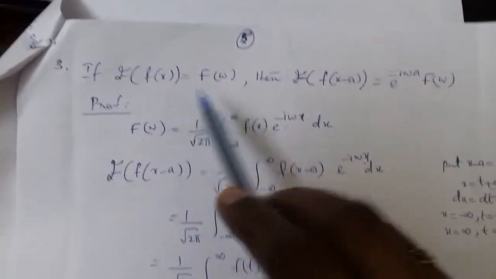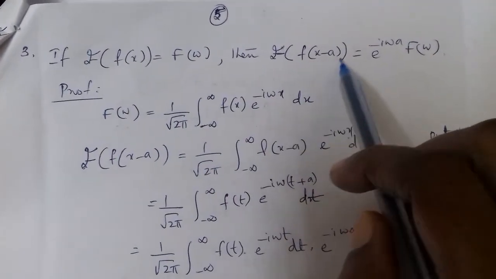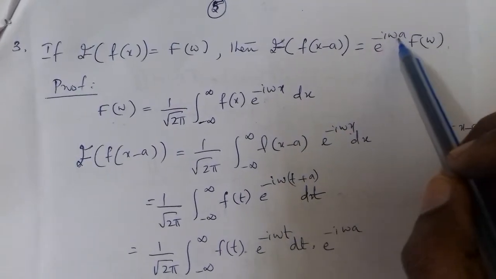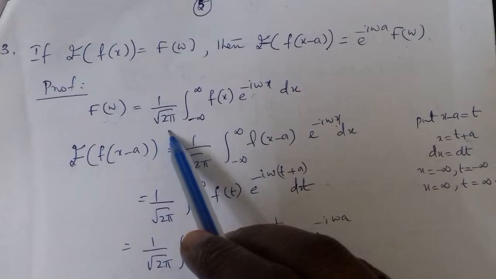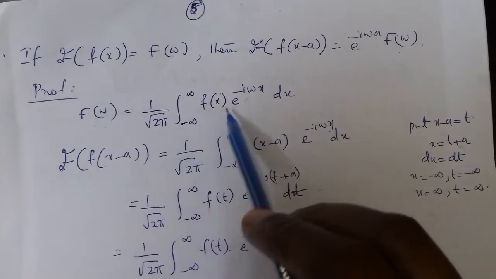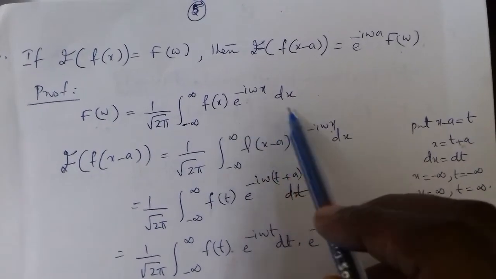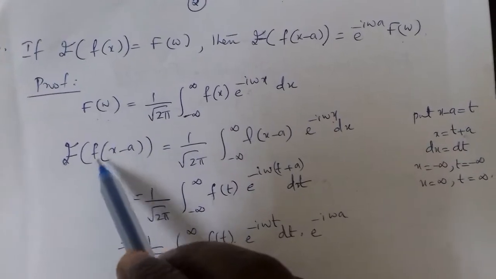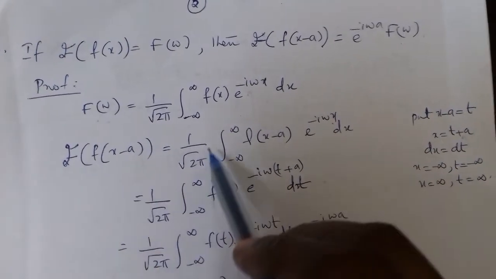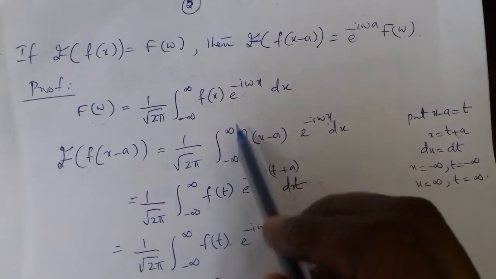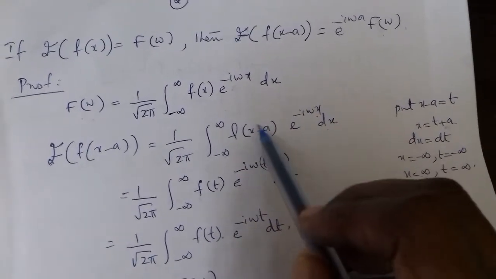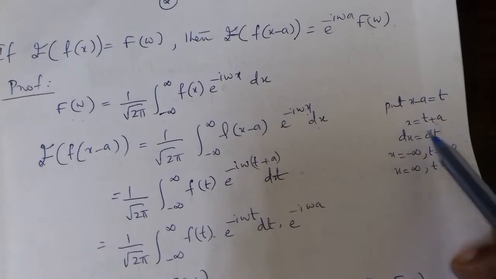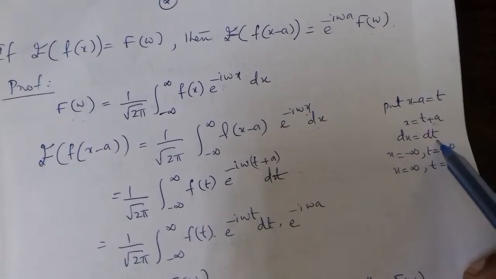Next property. If F of f of x is F of omega, then F of f of x minus a is e raised to minus i omega a F of omega. F of omega is 1 by root of 2 pi integral minus infinity to infinity f of x e raised to minus i omega x dx. We have to find the transform of f of x minus a. So it is 1 by root of 2 pi integral minus infinity to infinity f of x minus a e raised to minus i omega x dx. Here also put x minus a is t, so x will be t plus a, dx will be dt.